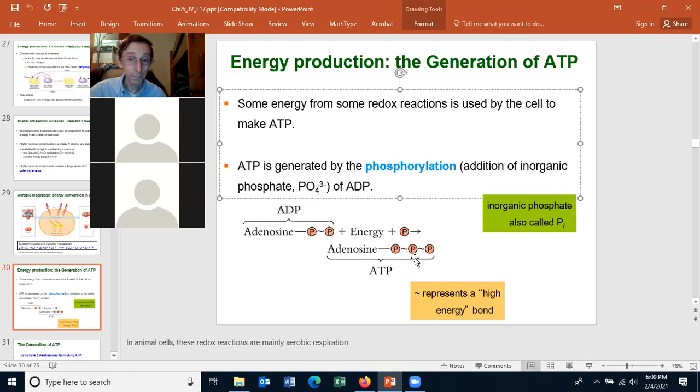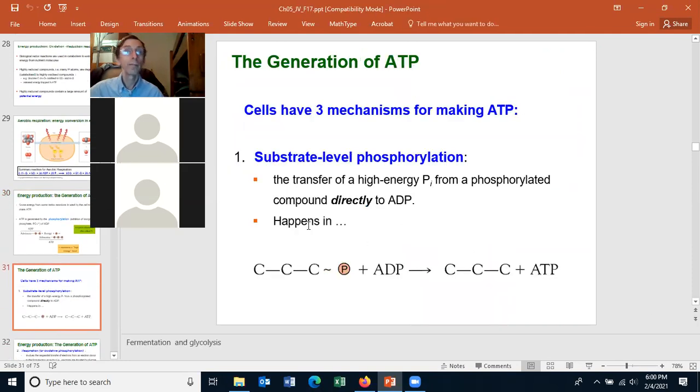The squiggly line represents a high energy bond. And if the cell wants energy, it can break this 3rd phosphate off, generating energy. That's why ATP is the cellular currency in the cell. And if the cell wants even more energy, it can break off the 2nd phosphate. Both of those are high energy bonds. All right, any questions? If not, all cells have 3 mechanisms for making ATP.